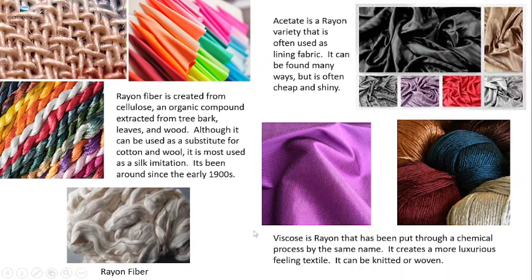Now viscose is also a rayon variety. It is simply rayon that has been put through an extra chemical process by the same name, the viscose process. It creates a more luxurious feeling textile, and it can be knitted or woven. So viscose is a little bit pricey when compared to our other synthetics, simply because it has this extra process that it has to go through. So more time, more processes, typically equals more expensive.